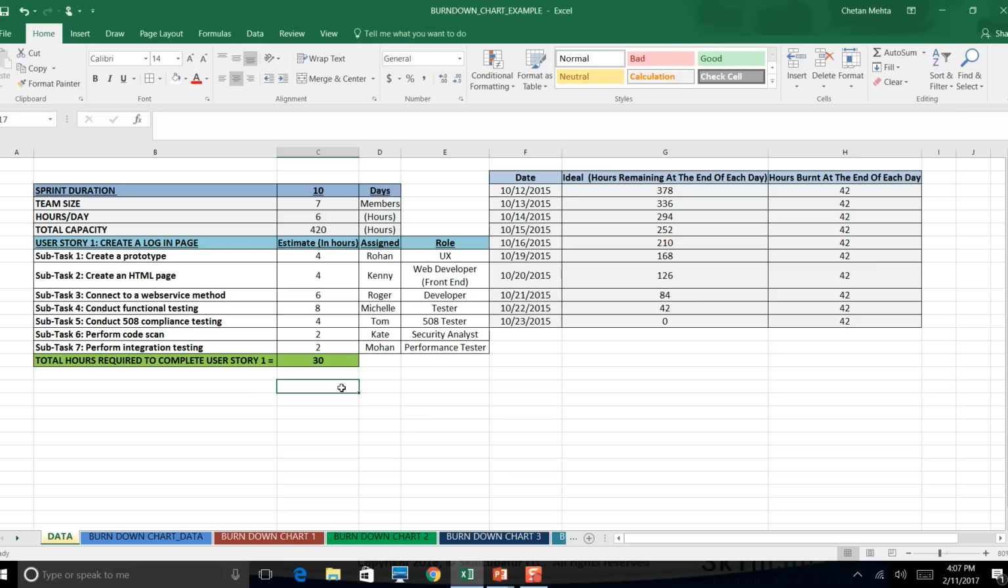Now that's basically how you would be doing your subtasking. Right? Now let's go back to the point and see how to create a burn down chart.